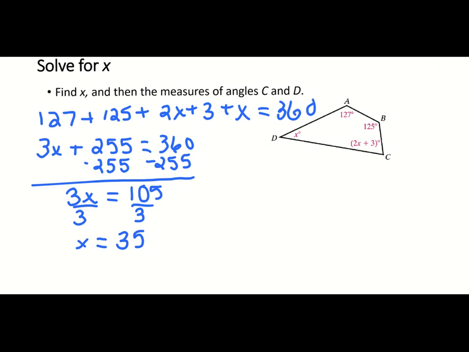So that is the measure of angle D. It's 35. And then here, if I do 2 times 35 plus 3, 2 times 35 is 70. 70 plus 3 will give me angle C is 73 degrees. And that is it for 6-1.